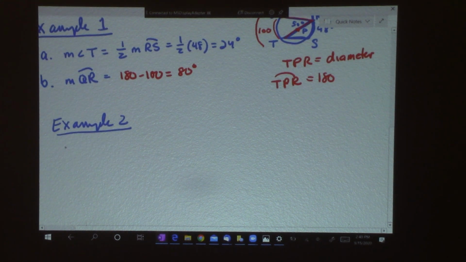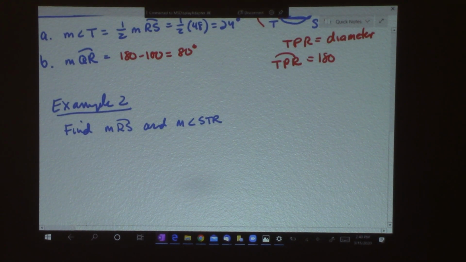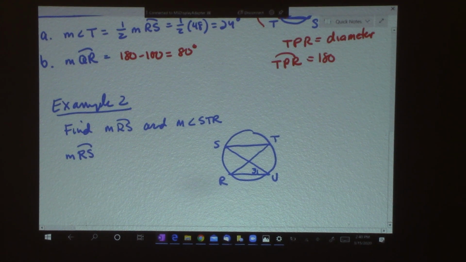And that says, find the measure of arc RS and the measure of angle STR. Okay, and here's my picture. And this says very small, that is 31. And we want to find the measure of arc RS.